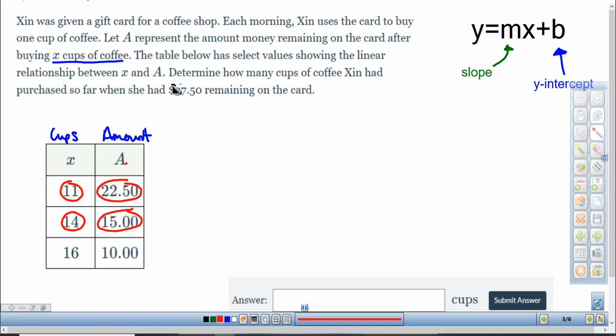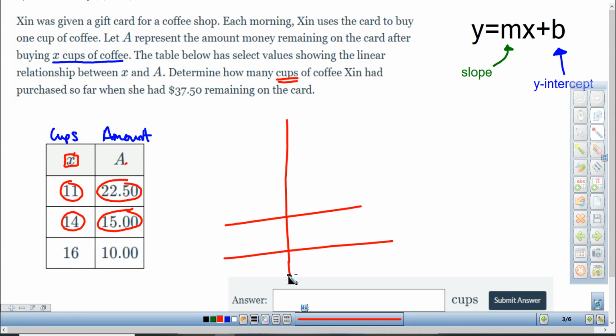The question we're trying to figure out here is determine how many cups of coffee. So we're trying to figure out some X value that Sheen had purchased so far when she had $37.50 remaining on the card. So the best way that I know to figure this problem out without going super algebraic is to look at this table and just process it, figure out what a cup of coffee costs, and then work your way backwards to the answer.